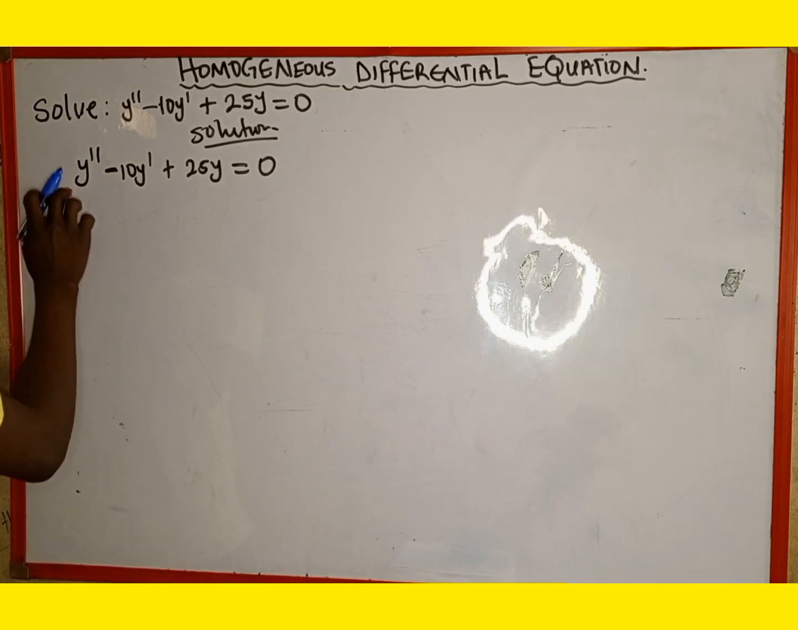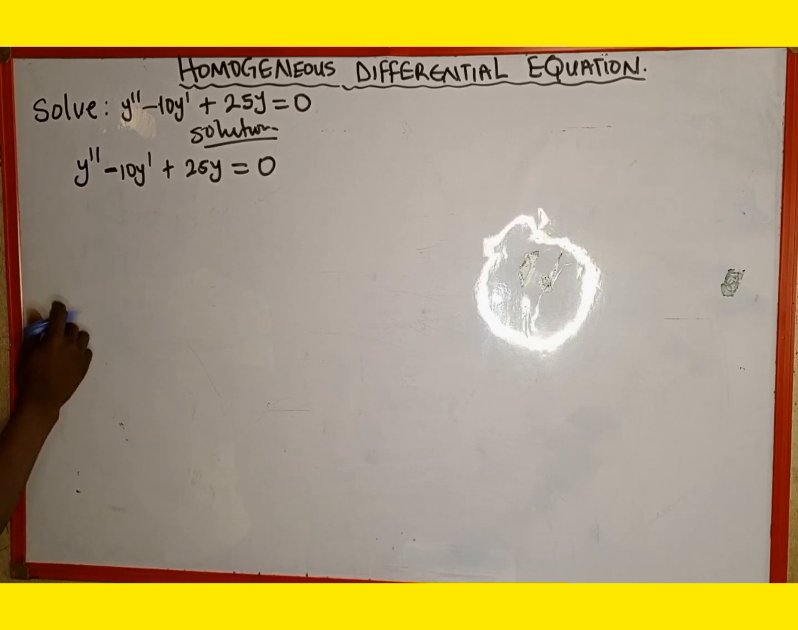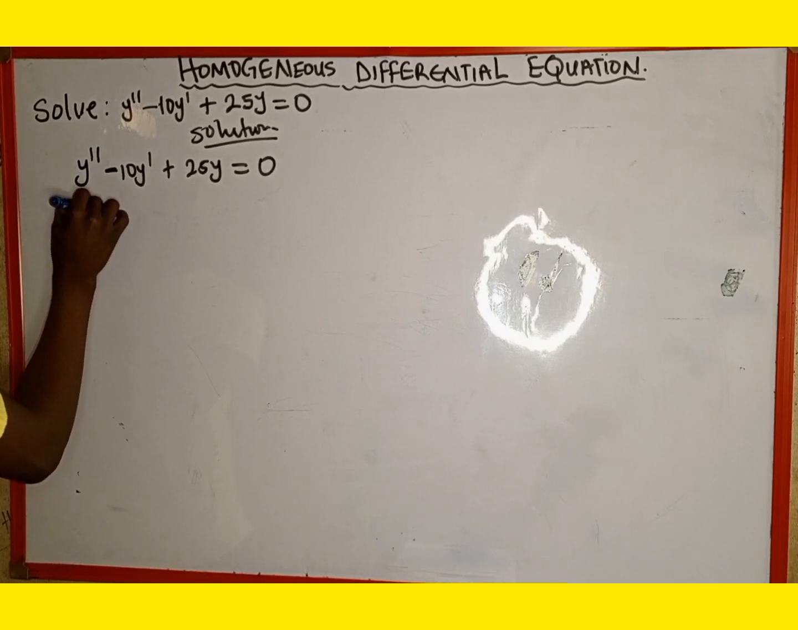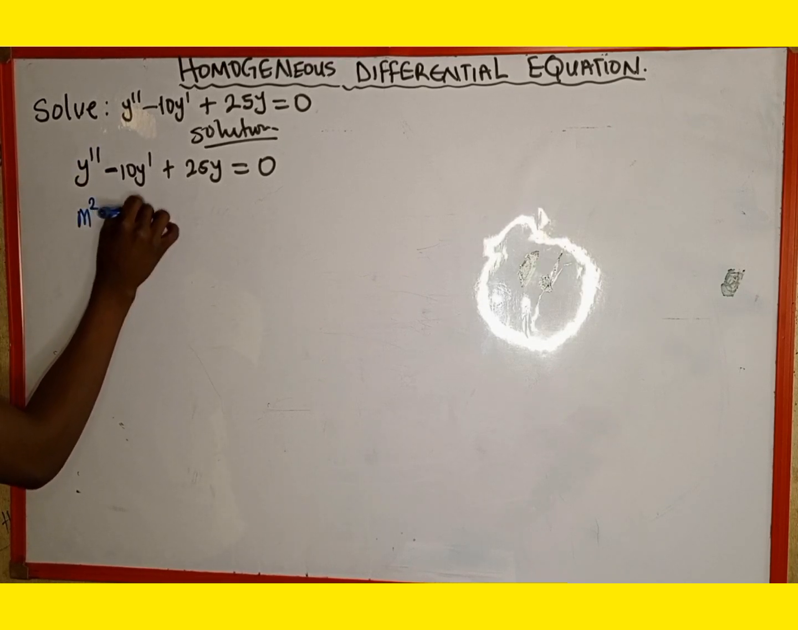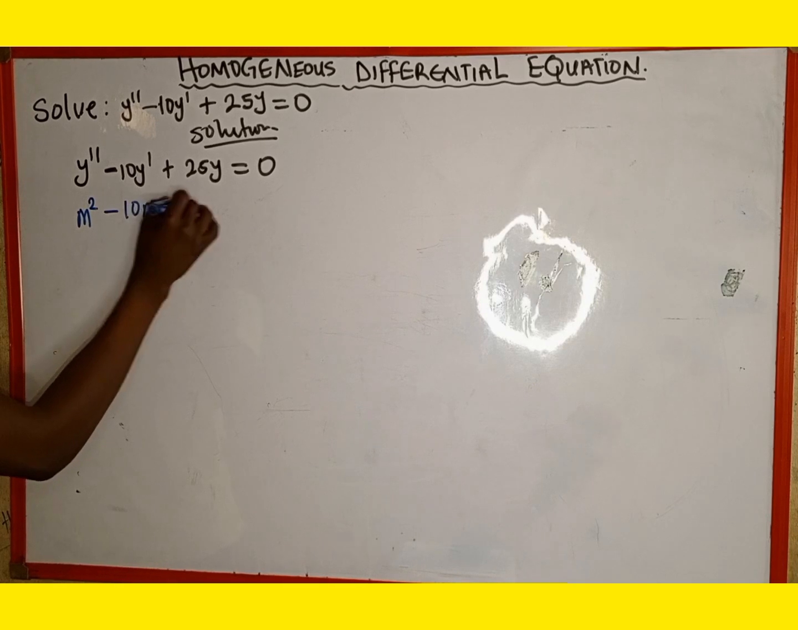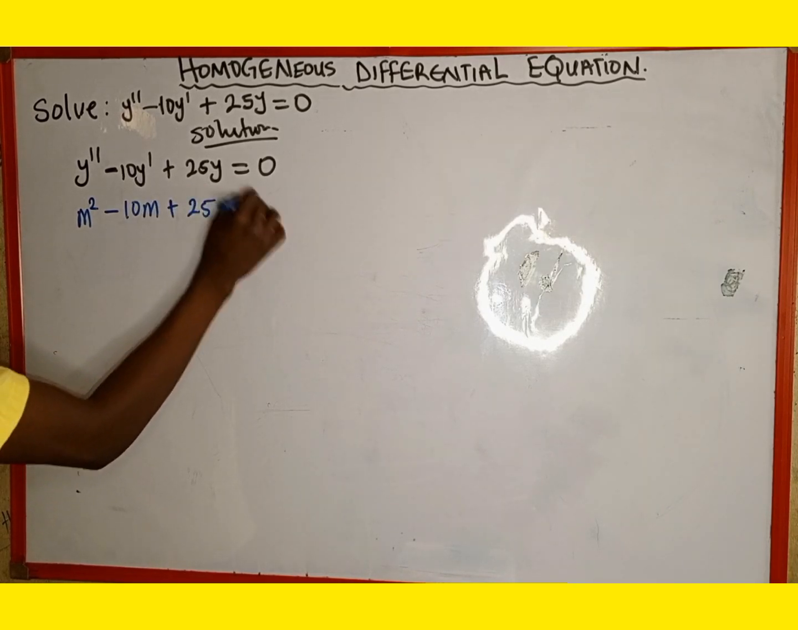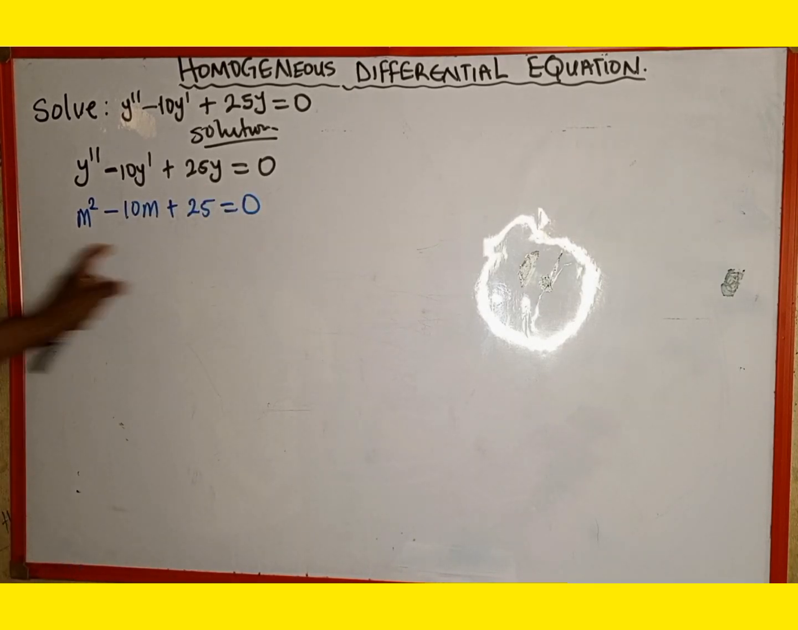The coefficient is 1, so we can use m to represent the auxiliary. It's going to be m to the power 2 because it's second order, then minus 10m to the power 1, then plus 25 as the constant, which is equal to 0. So this is the auxiliary equation of this equation. And we notice that this equation has led us to a quadratic equation. Now we are going to use the formula method to get the two roots of this quadratic equation.